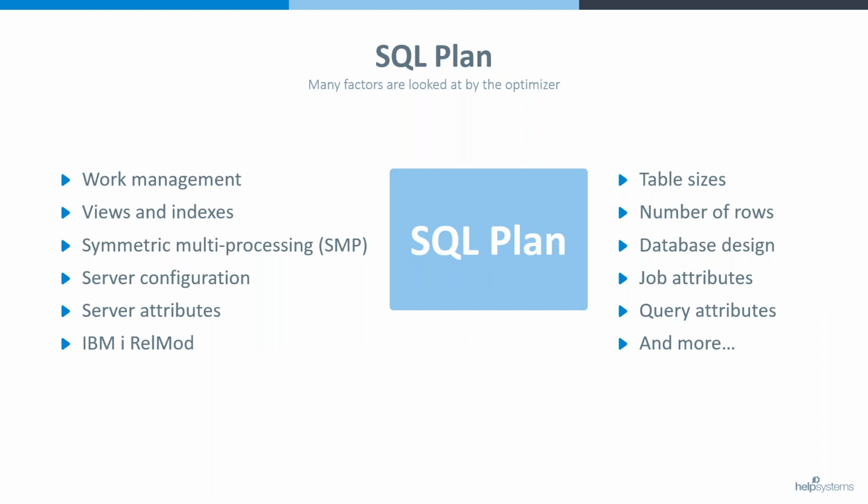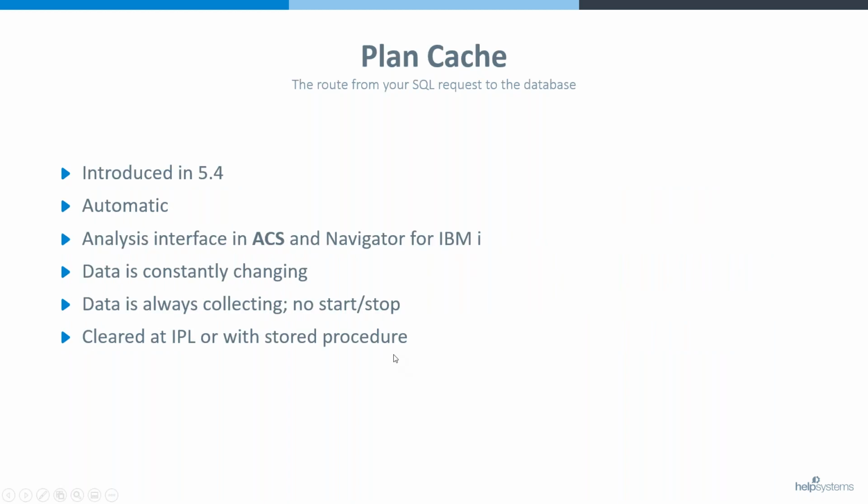Okay, so what goes into that SQL plan? The plan looks at things like, what's your work management configuration on the system? What sort of views and indexes do you have created? Are you using symmetrical multiprocessing, et cetera? What release and mod level of the operating system are you on? How many rows are in your tables? How about your job attributes, your run priorities, and so forth? All that goes into the SQL plan. And that plan is stored. The optimization analysis that the operating system goes through is called the plan cache.